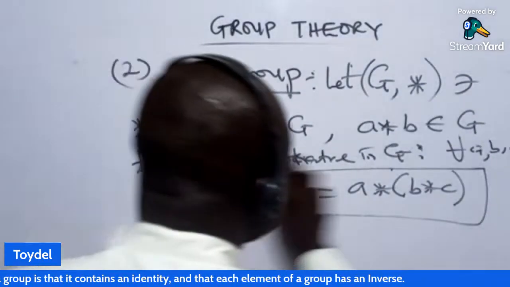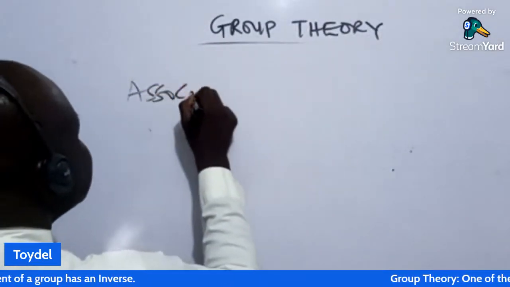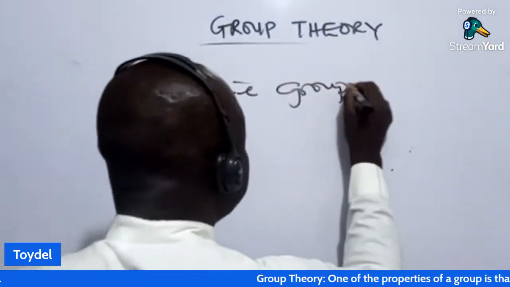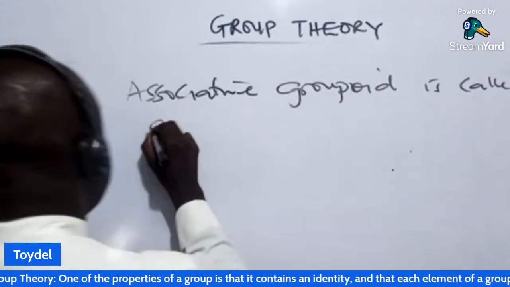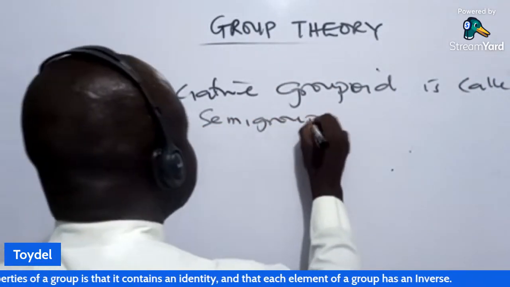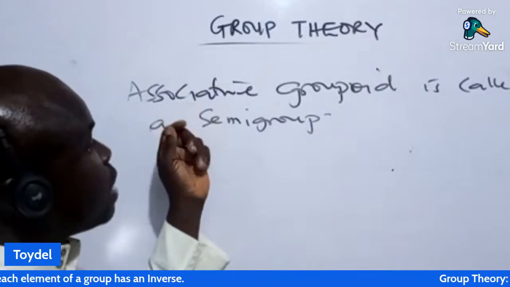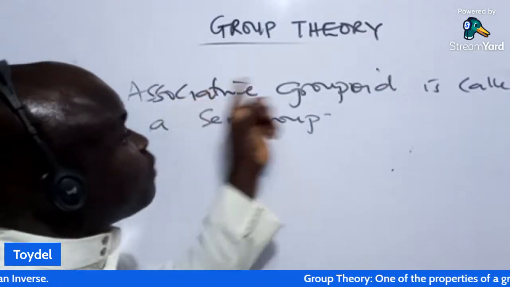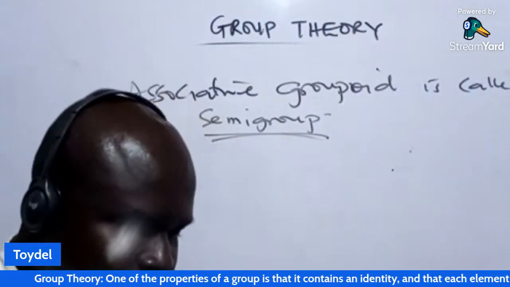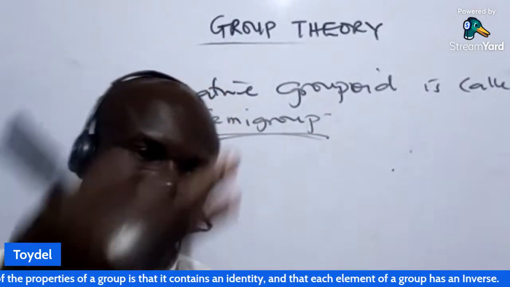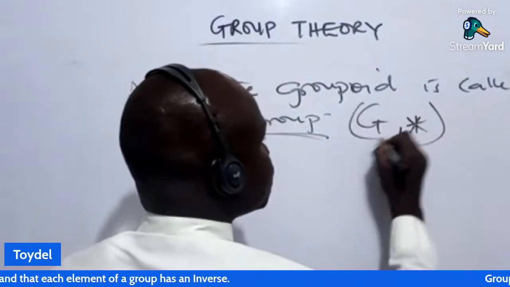In other words, an associative groupoid is another definition of a semigroup. That is, if you have a groupoid, which is the closure property, we now perform the second check, the associative property. Then an associative groupoid is referred to as a semigroup. A semigroup is an associative groupoid. That is, you test for the closure property, which is the groupoid, then you test for the associative property. If these two properties are satisfied, then the set G with the binary operation is called a semigroup.